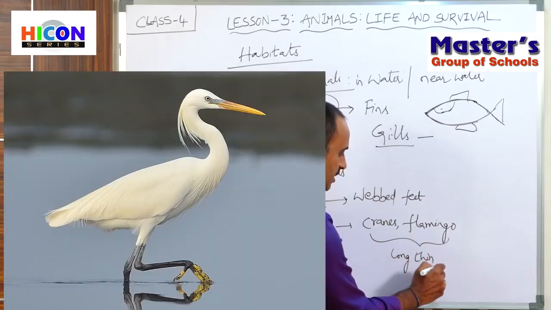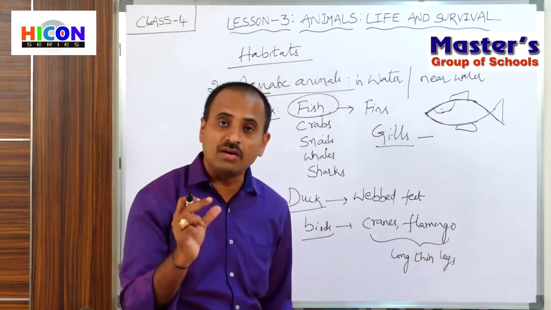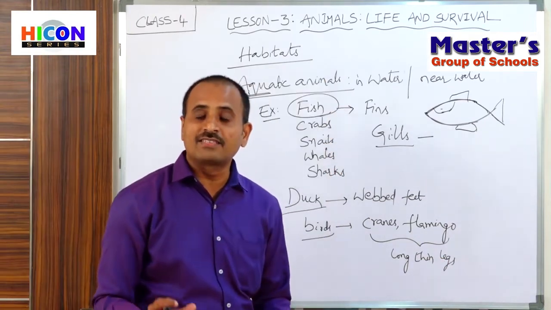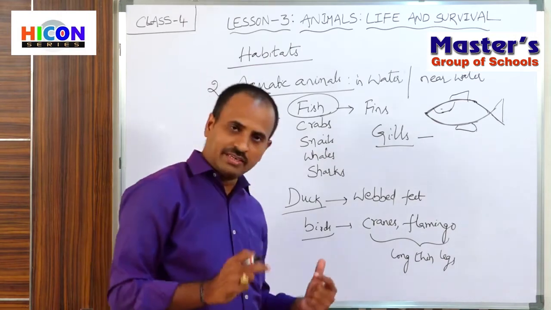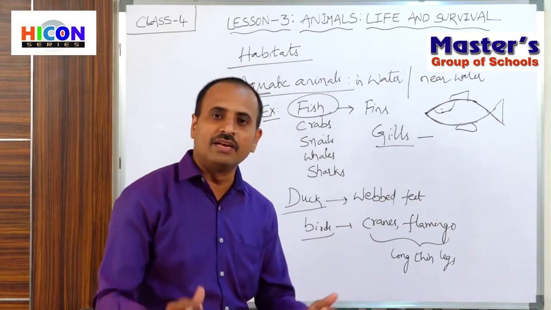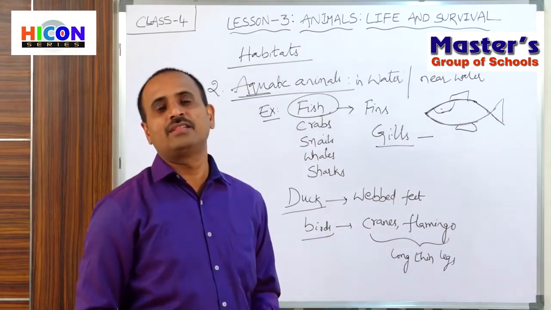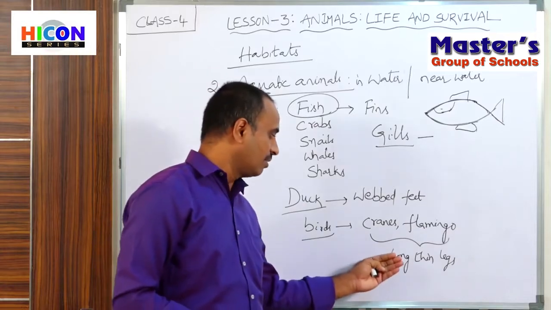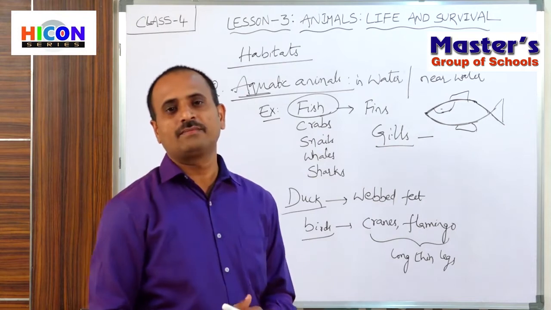So these birds have long thin legs, and these birds are called water birds. They always live in the water, and they have long thin legs, and these long thin legs help the birds to wade in the water easily. That means these long thin legs help the birds to move easily in the water.